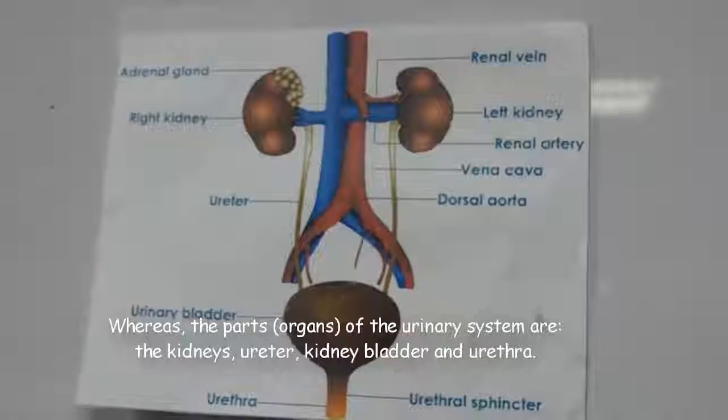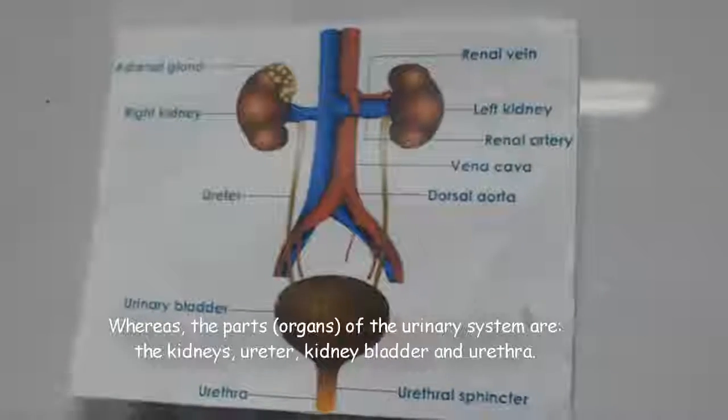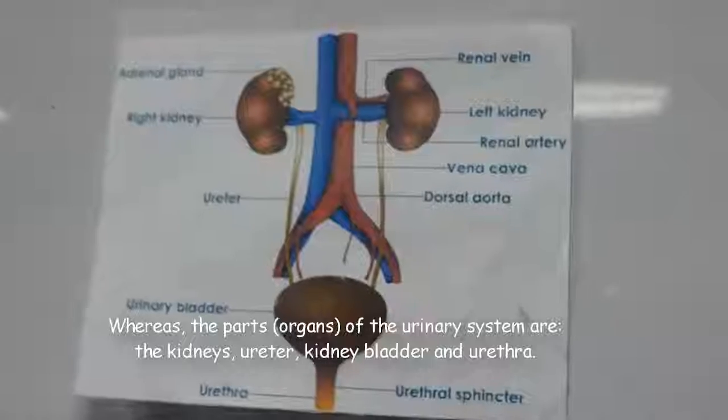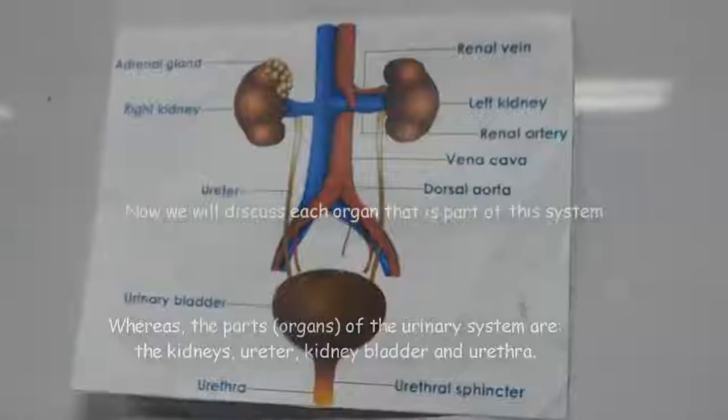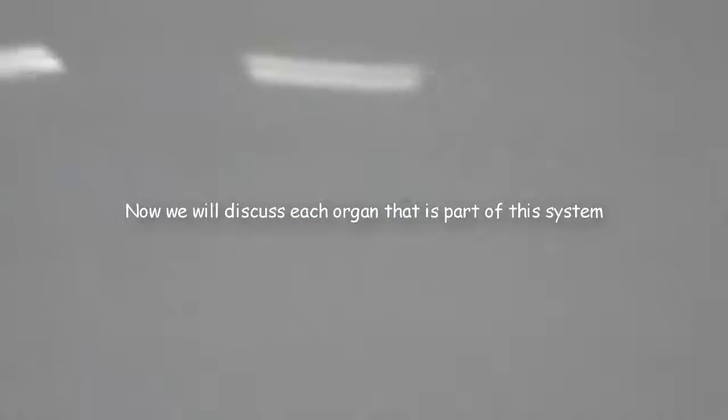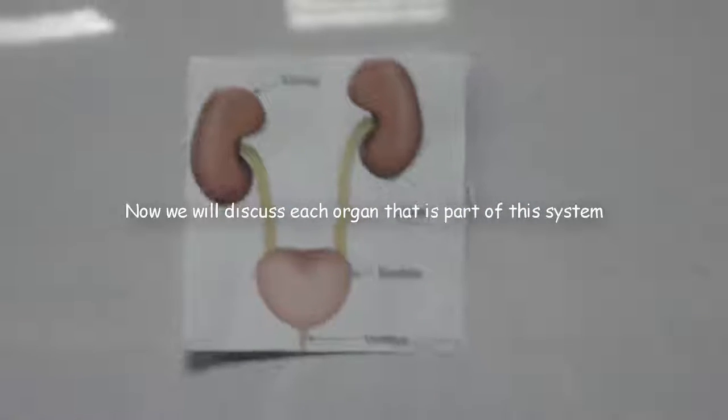The organs that are part of the urinary system are the kidneys, ureters, urinary bladder, and urethra. Now we will discuss each organ that is part of this system.